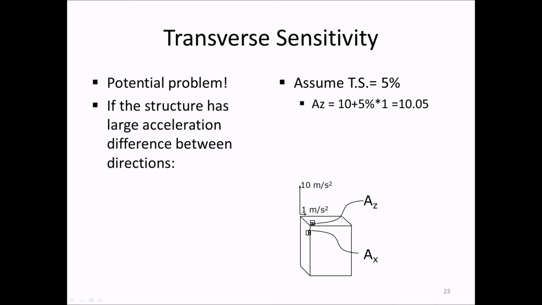But now look at what happens with the output from the horizontal sensor. Its output will be 1, the actual vibration in the x direction, plus 5% of 10, the vibration in the transverse direction. This equals 1.5. So we have a 50% error. Thus, you should realize that in cases like this, you need to be really careful with the interpretation of your measurement signals.